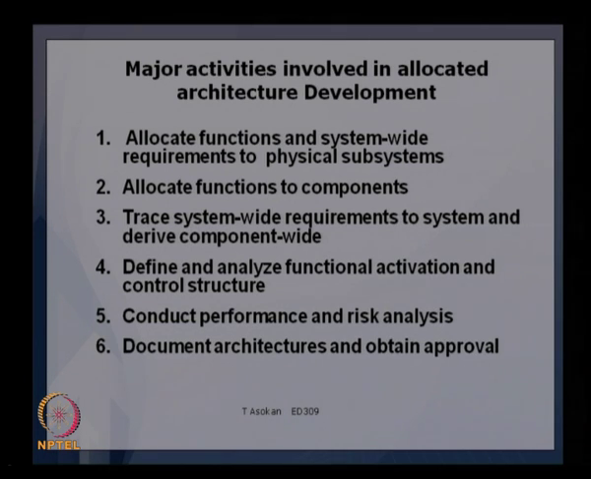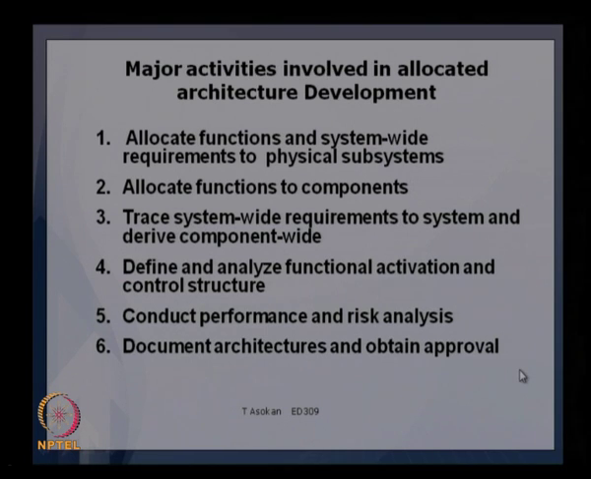As I mentioned, we start with the allocation of functions to elements. Especially, we look at the system wide requirements, then identify the functions and allocate them to components, and then we trace these requirements to component wide. So, we try to ensure that there is traceability for these requirements, and then functional activation and control structure will be identified, and then a risk analysis will be carried out, and finally, we document the architectures and obtain approval. So, those are the different steps or stages involved in developing the allocated architecture or the operational architecture of the system. We will go through them one by one and see how we can carry out these activities.